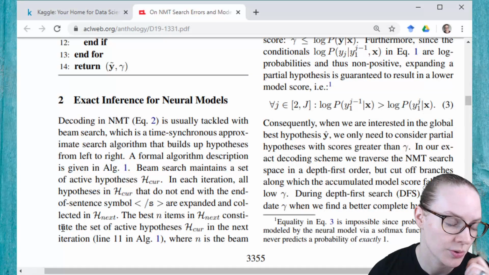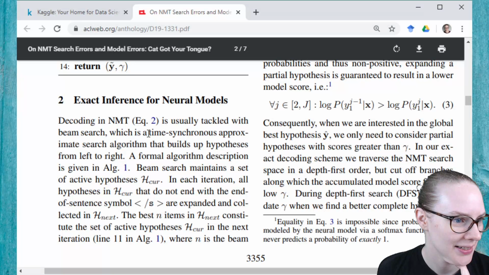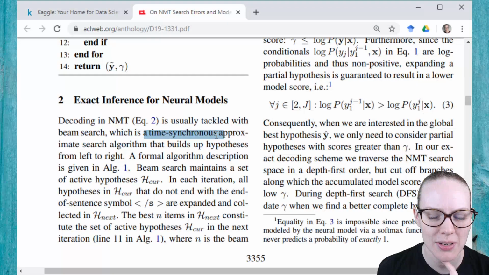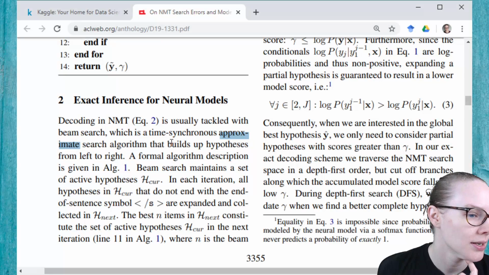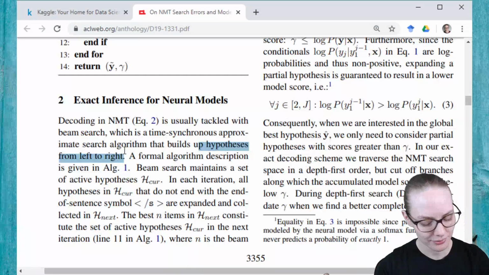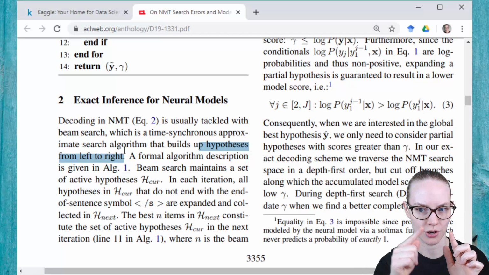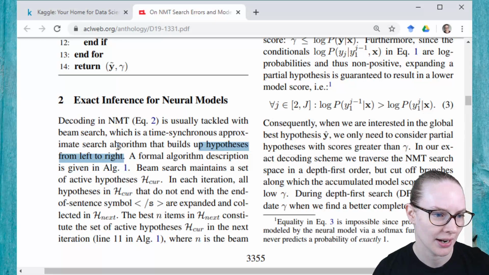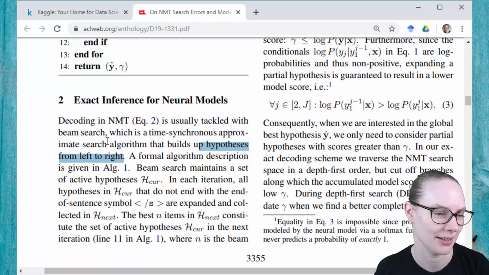It is usually tackled with beam search, which is a time-synchronous approximate search algorithm that builds up hypotheses from right to left. Time synchronous, so it's happening in real time. I think that means that multiple candidates are being considered at once. Approximate means you're not guaranteed to get the best answer out. Builds up hypotheses from right to left. So you have your input sequence, which is a language string, which at least in English-speaking countries we tend to model as going from right to left, so you start to build out your output in that same direction. Presumably for languages like Arabic, you start from the first position and move to the later positions.